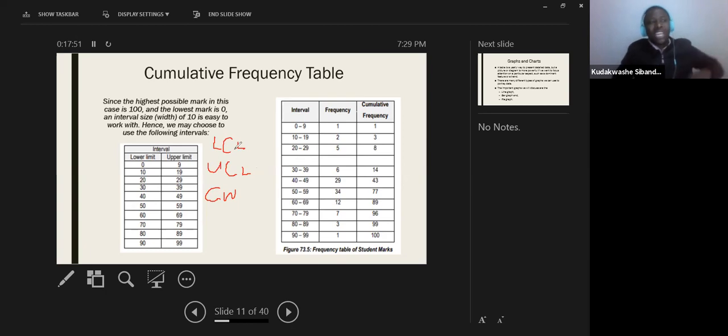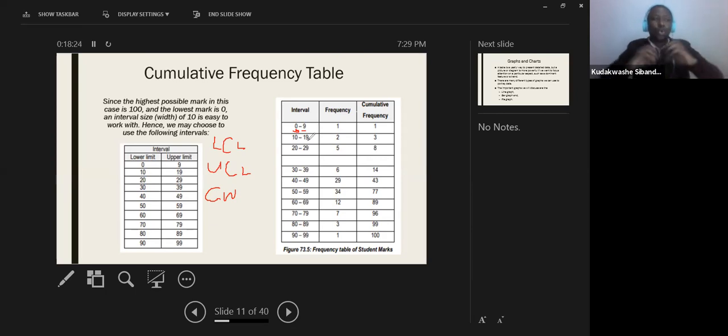So what is a lower class limit? The lower class limit is the lowest value for that specific interval. Like in that case, from 0 to 9, the lower class limit for this class is 0, and the upper class limit is what? It is 9. For the next interval, the lower class limit is 10, and the upper class limit is 19. So for each and every interval, there must be an upper class limit and a lower class limit.